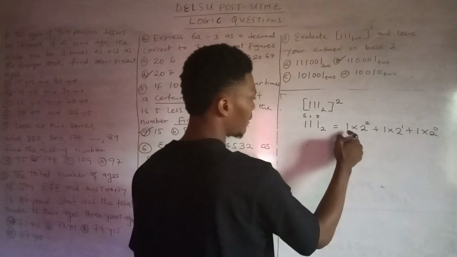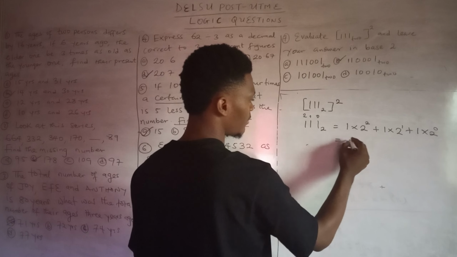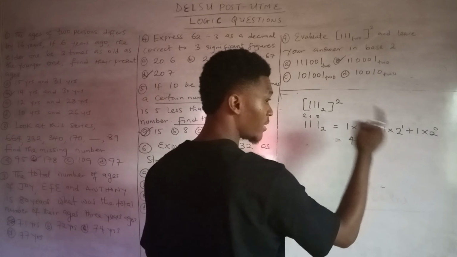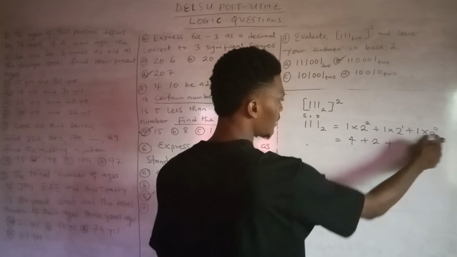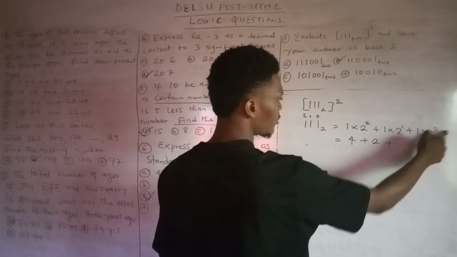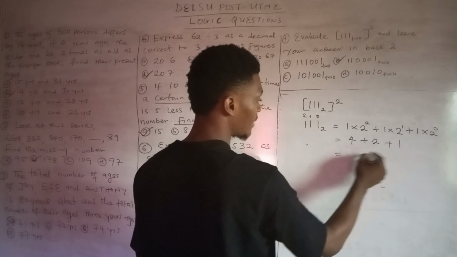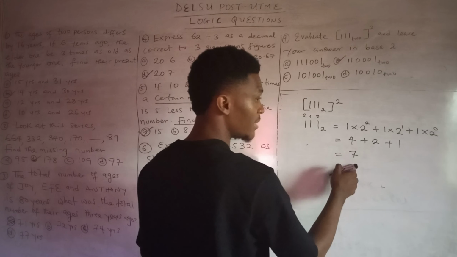So that becomes what now? 2 squared, which is 4, plus 1 times 2 is what? 2, because 2 raised to the power of 1 is 2. Then plus anything raised to the power of 0 is 1. So 1 times 1 is what? 1. So that becomes 4 plus 2 plus 1. That should be 7. So 7 base 10.